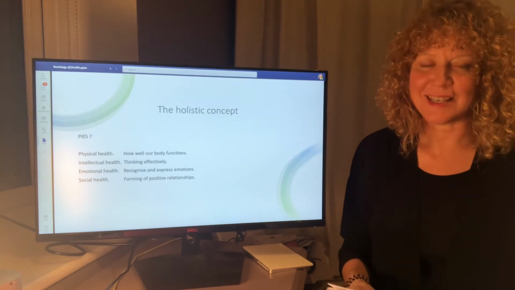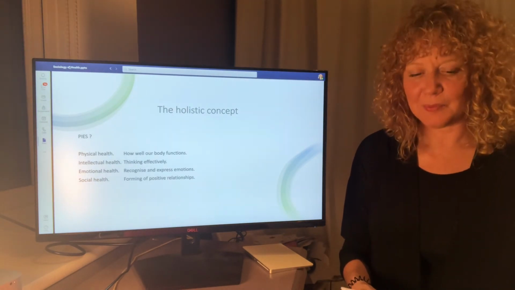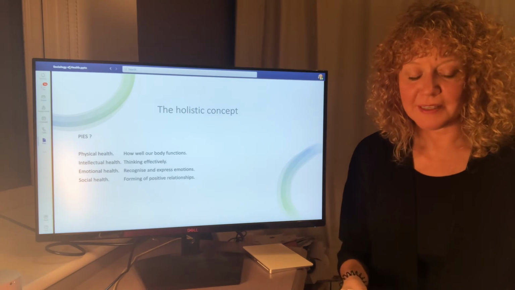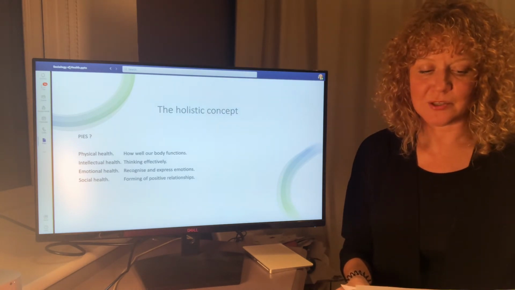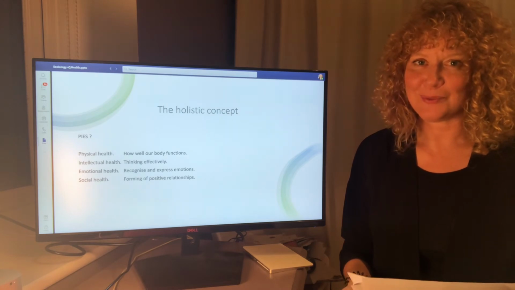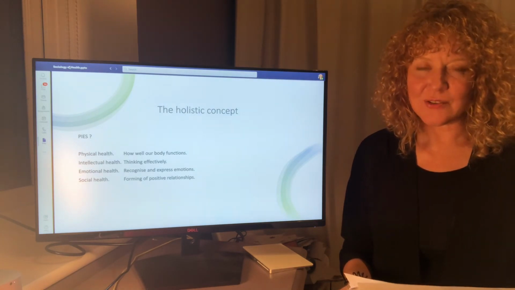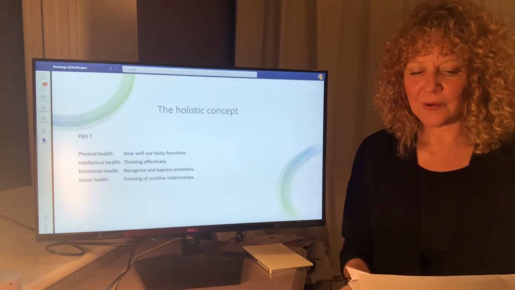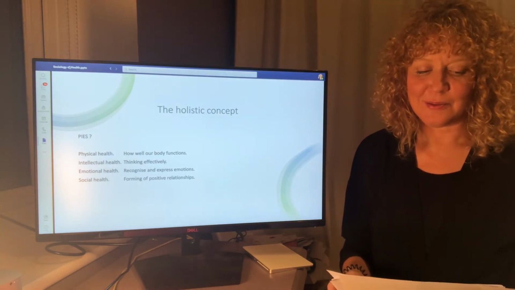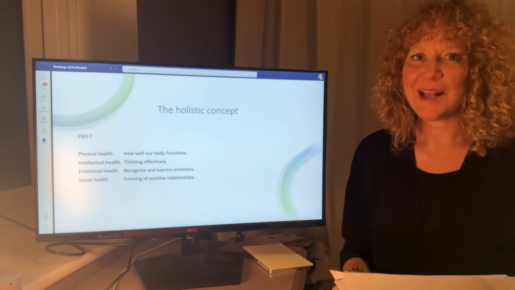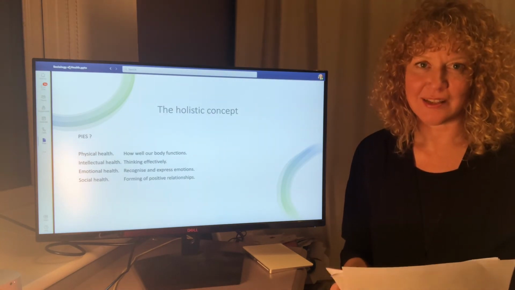The holistic concept focuses on the person's mind and body rather than separate parts or symptoms. A strong link between physical, emotional, intellectual and social health and general well-being. While considering the whole person, using the following 4 aspects of health and well-being: the physical health, intellectual health, emotional health and social health.